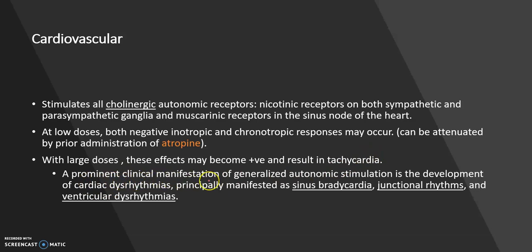A prominent clinical manifestation of generalized autonomic stimulation is the development of cardiac dysrhythmias. So you have sinus bradycardia. It will cause many forms of arrhythmias or dysrhythmias, which are abnormal rhythms of the heart. We have sinus bradycardia, junctional rhythms, and ventricular dysrhythmias. Don't bother too much about this. Hopefully we will learn a little bit more on this in the cardiovascular module.